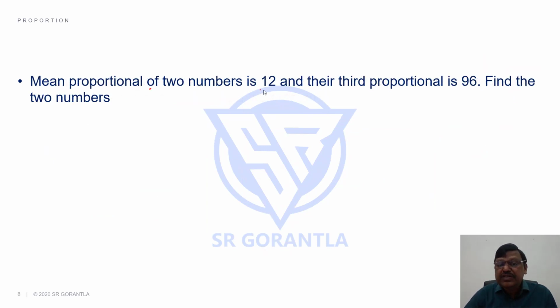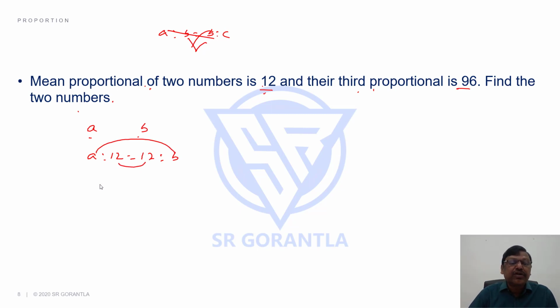Mean proportional of two numbers is 12 and their third proportional is 96. Find the two numbers. Now, if the two numbers are A and B, mean proportion of two numbers is 12 means what? If A is to B equals B is to C, we call B the mean proportion of A and C. Now here, if I take two numbers as A and B, the mean proportion is 12, which means A is to 12 is equal to 12 is to B. Then we say 12 is the mean proportion of A and B. Now, if I write product of extremes is equal to product of means, AB equals 144.